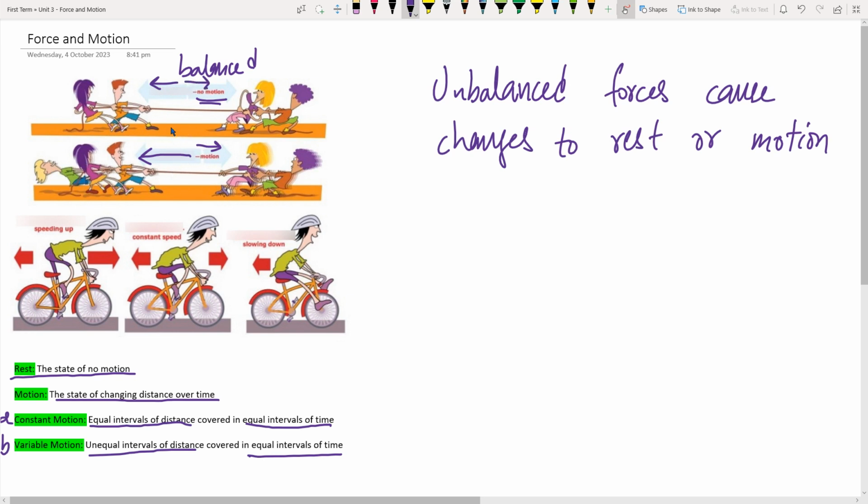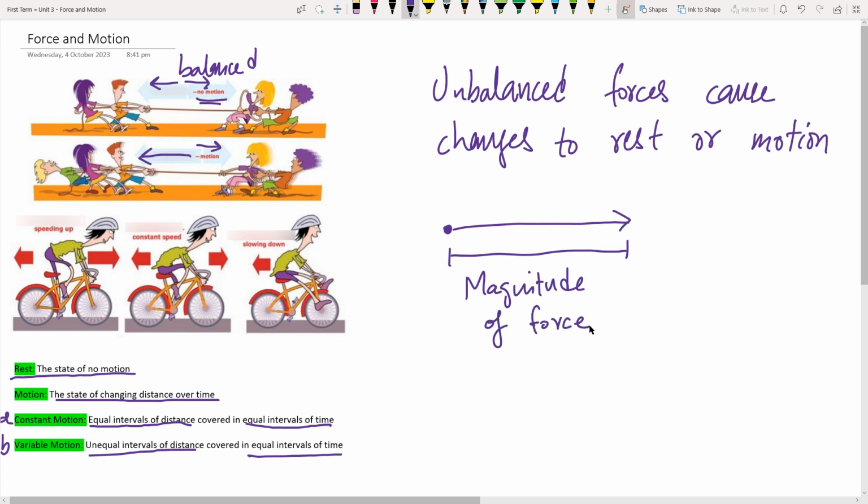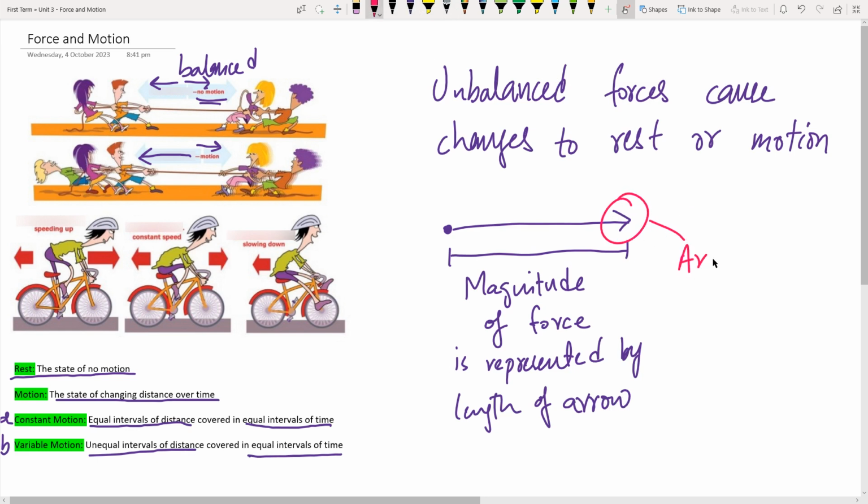So remember the arrowhead and the length of the arrow. We call this the magnitude of force. How much force was exerted is represented by the length of the arrow. And over here, I'm going to use a different color: the arrowhead gives the direction of force, so in which direction the force is applied. So keep this in mind, that this is how it works.